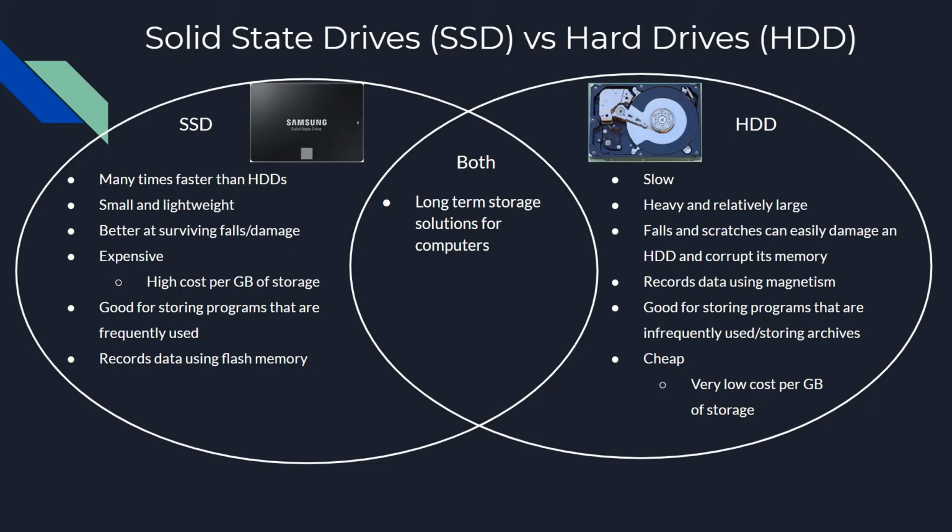On the other hand, hard drives are slow, really heavy and large, and falls and scratches can easily damage a hard drive and corrupt its memory. It's good for storing programs that are infrequently used or storing archives. The main advantage of hard drives is that they are cheap and have a very low cost per gigabyte of storage.